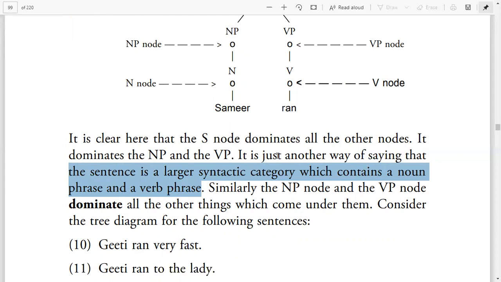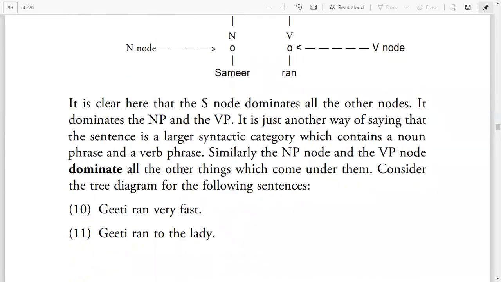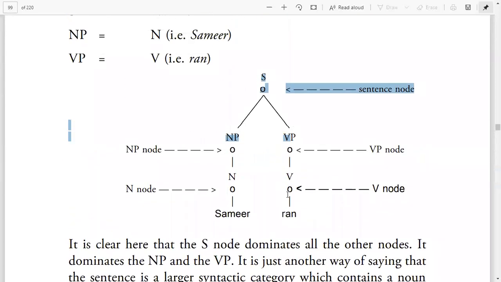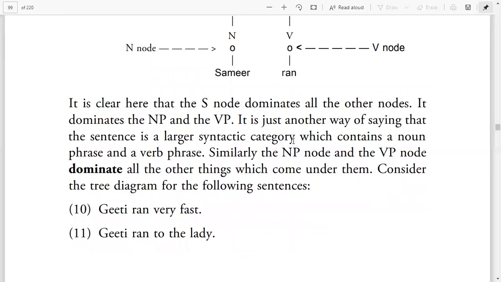Of course, a sentence will be a sentence when it has these things, right? It has a subject, and so it is a sentence when it has a noun phrase and a verb phrase. Similarly, the noun phrase node and the verb phrase node dominate all the other things which came under them. Consider the tree diagram for the following sentences. So we can also say that these two phrases, noun phrase and verb phrase, also dominate all the other constituents in a sentence. Let's see the tree diagram for these two sentences.